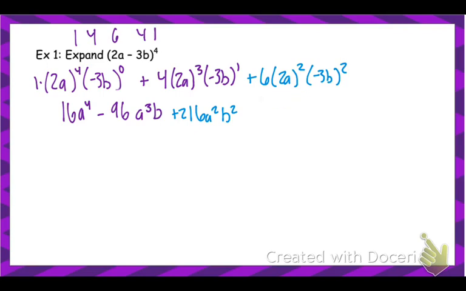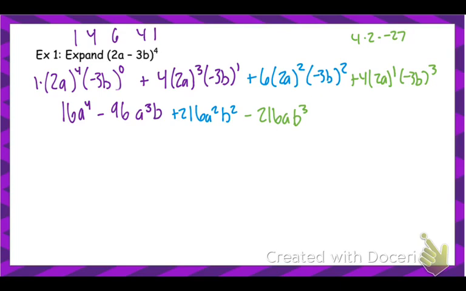All right, then we'll go to our next term. So the next coefficient is back to 4. 2a's exponent goes down. Negative 3b's exponent goes up. So now I'm going to have 4 times 2 times a negative 27. So that's going to be a negative 216ab cubed. Then we go to our last term.